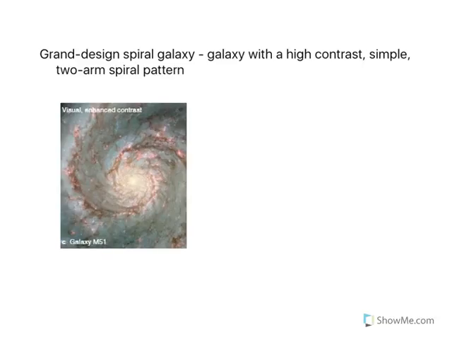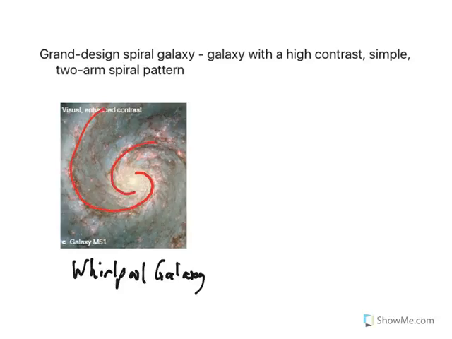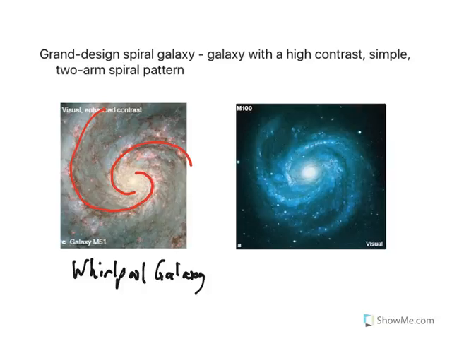M51 is a simple two-arm spiral pattern galaxy, so it's a grand design galaxy. It is commonly known as the whirlpool galaxy. As you can see, we see two spiral arms spiraling out from their centers. Two major spiral arms, and you can see there's a high contrast. So you see blue regions in between these very distinct arms. So it's a very simple pattern.